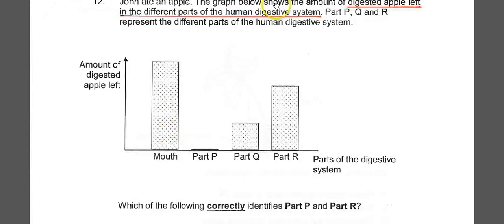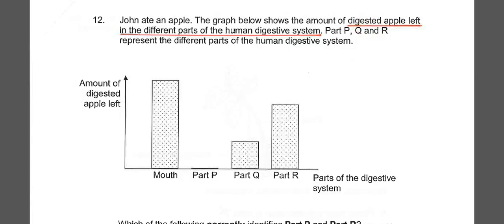John ate the apple. The graph shows the amount of digested apple left. Now there's some problem with this question here. I'm going to do the corrections now in the answers. This should be undigested, not digested. When you put it inside your mouth, the rest all goes through your gullet. These are undigested. Then this over here, another organ, undigested left, and this one the undigested left.